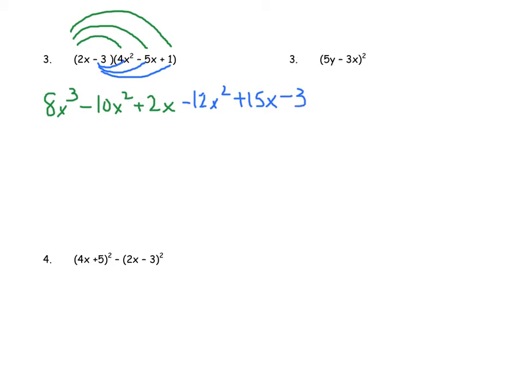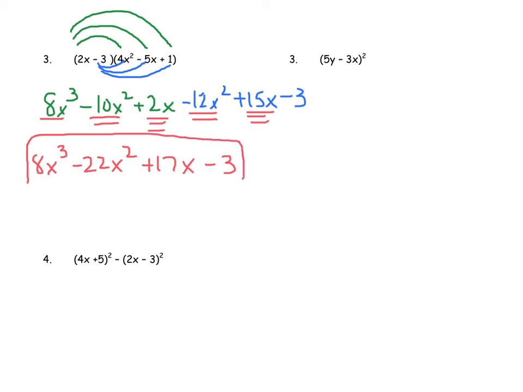And we're coming back and we're looking for like terms. There's only 1x to the third term. We've got a couple x squareds combining to a minus 22x squared. We've got 2x terms that total to a 17x, and we have a minus 3. Again, something that's fairly typical of some things you've already done this semester and you've been quite successful at.